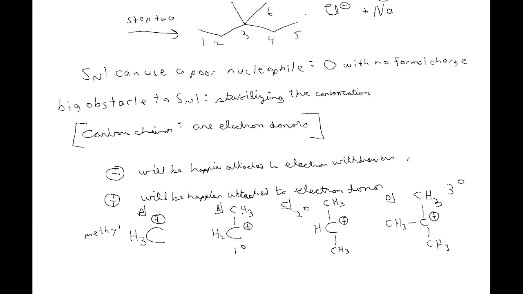Now, also, we should take a look at this. Which of these two molecules is happier? B. And why is that? Because it's connected to more carbon chains. The charge. Yeah, the carbocation. Why are the carbon chains good for the positive charge? Because they're electron donors. That's right.